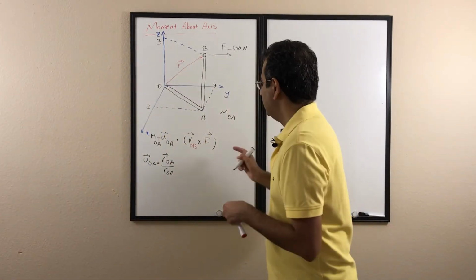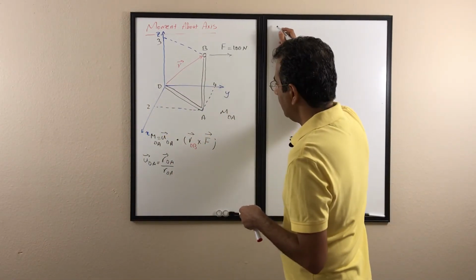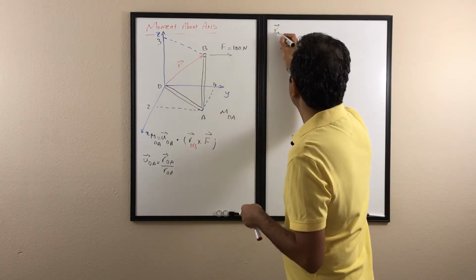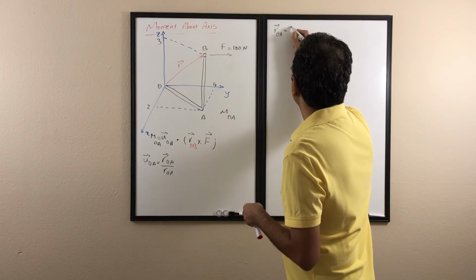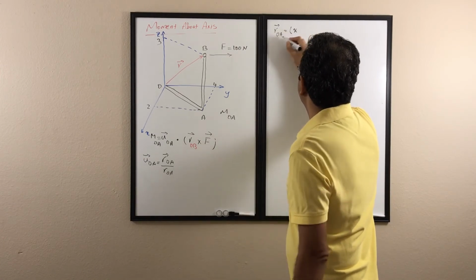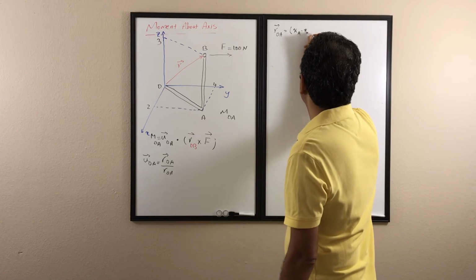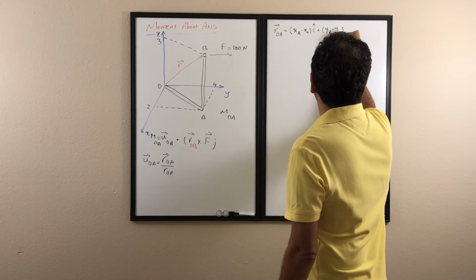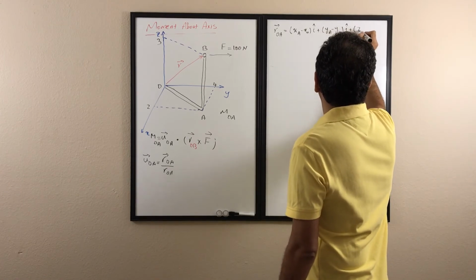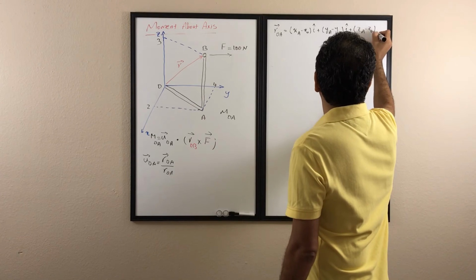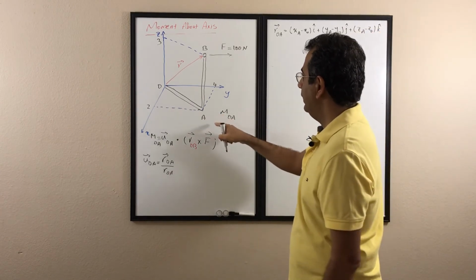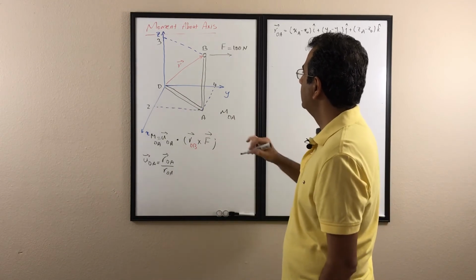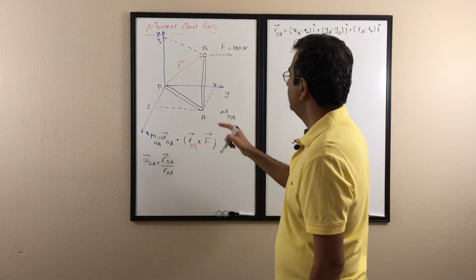So I come here and start to write it. The ROA, which we needed here to calculate it, is going to be XA minus XO I plus YA minus YO J plus ZA minus ZO K. So we need the coordinates of O and A, and later on we will need the coordinates of B. So I'm gonna write the coordinates of these points.